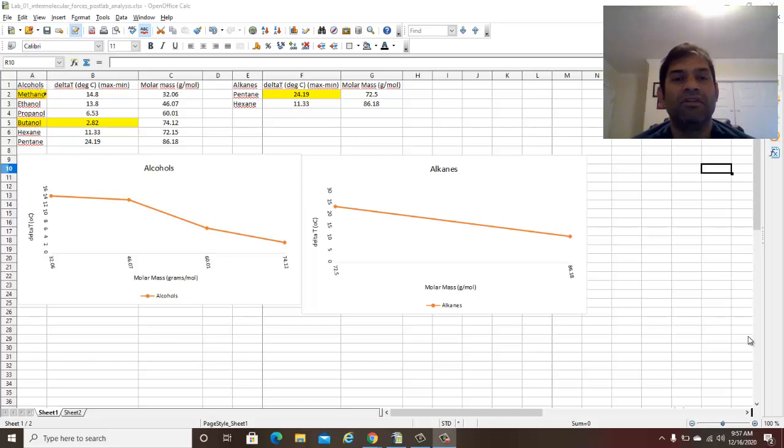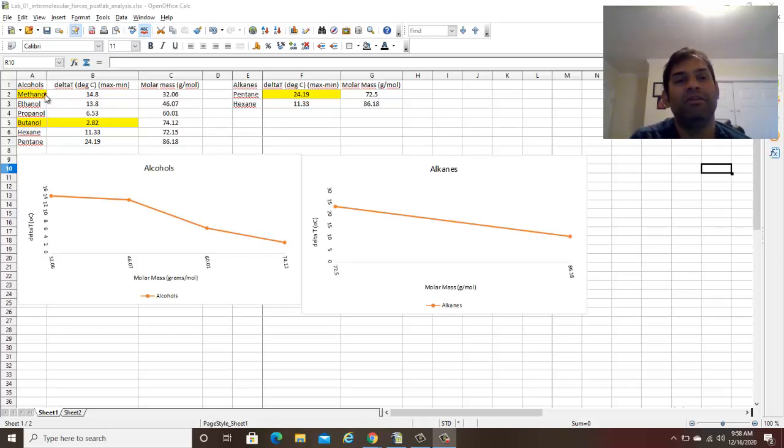So let's briefly go over some of the post-lab analysis for this lab involving intermolecular attractions and their effects on evaporation, the first lab in General Chemistry 2. What I've done here is sort of made a tabulation in Microsoft Excel. You do not have to use Excel. You can just use pencil or pen and paper for your lab report and sort of overlay the data.